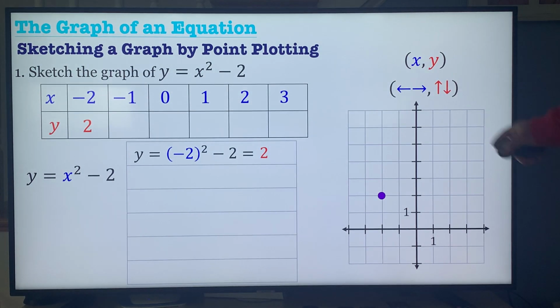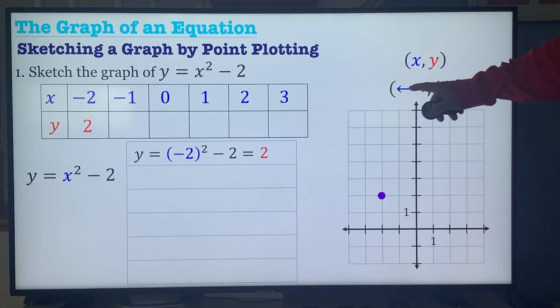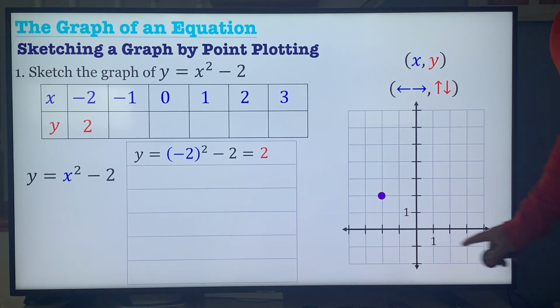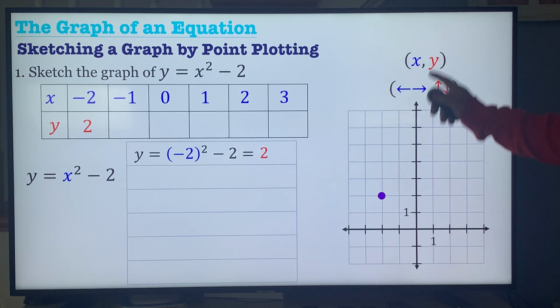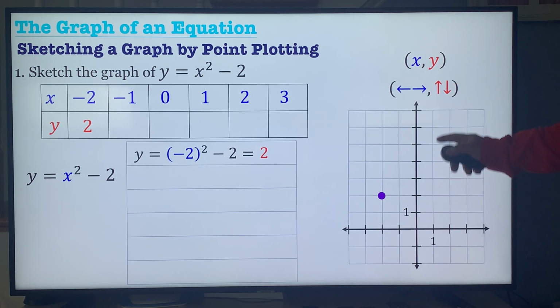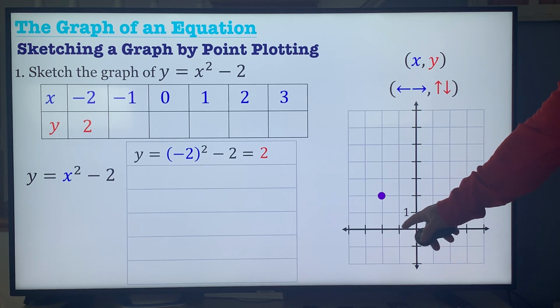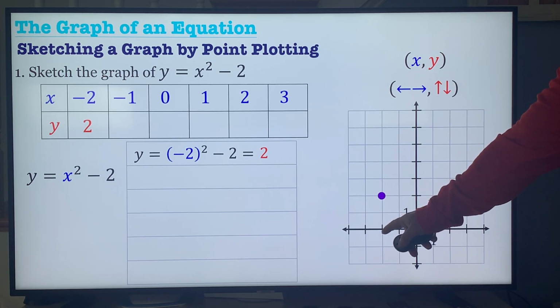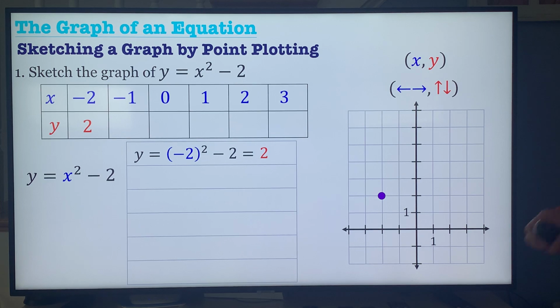Right. So you have your x, y's right here. X value is the value you go left to right on the axis. Sorry, y value is the value you go up and down on the axis. So this means you go left 2 for the x, up 2 for the y. So there's your first point. Alright, that's plotting points.